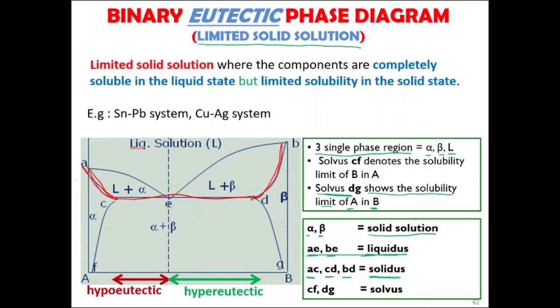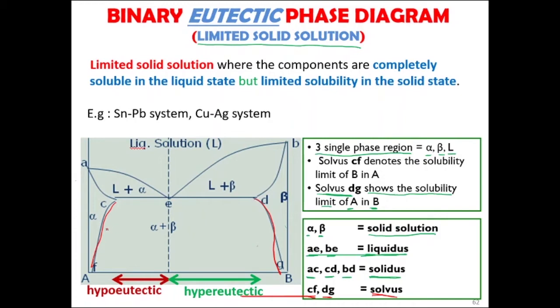Below this line, there is only solid phase or solid phases, in this case, because in this area we have two solid phases, the solid phase of alpha and the solid phase of beta. They are not mixed together. Lines CF and DG are solvus lines.